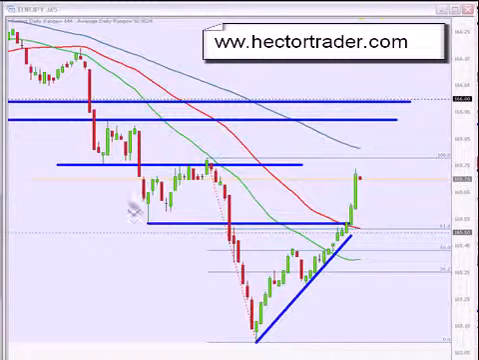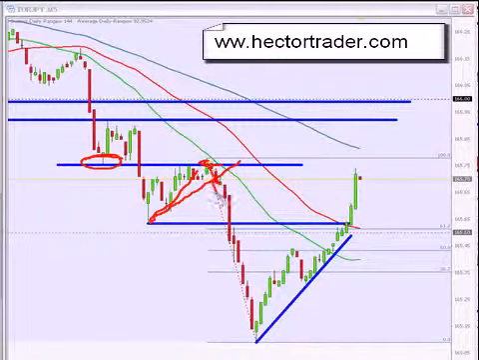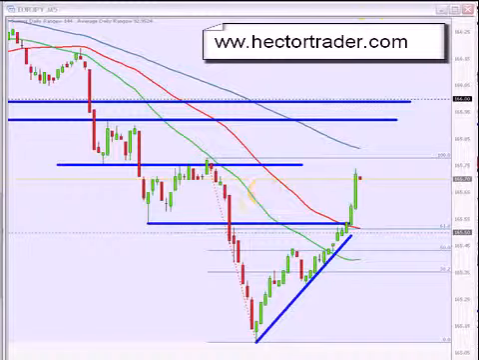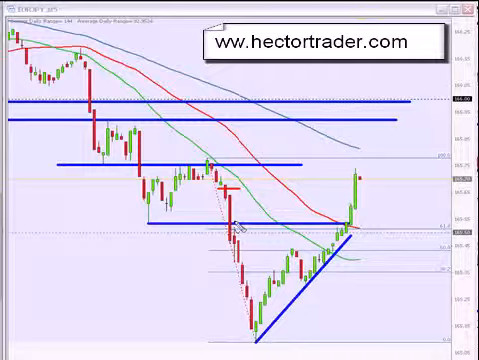Then we retrace back. We find resistance at the previous support level. We break the retracement trend line. We have my typical 1-2-3 formation, you know, breakout, pullback, continuation, which is signified by that green bar down there. And as we made new lows right there, it is a valid entry from a technical point of view.